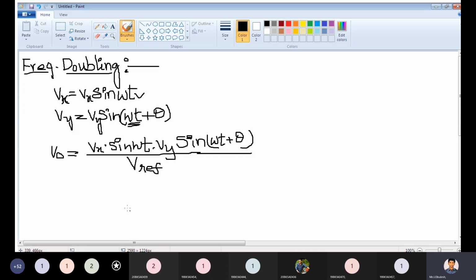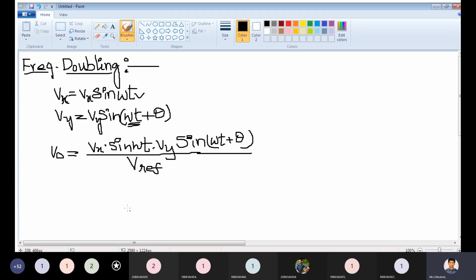What is the definition? The multiplication of two sine waves of the same frequency but of possibly different amplitudes and phase allows us to double a frequency and to directly measure real powers. Let us assume that the two input signals are Vx sin omega t and Vy sin omega t plus theta.